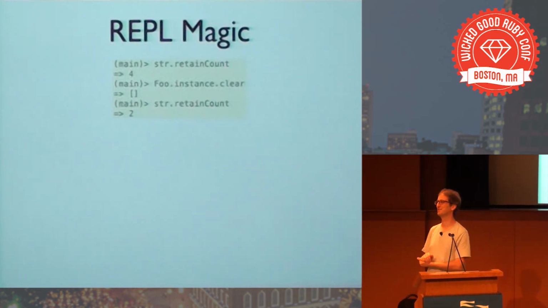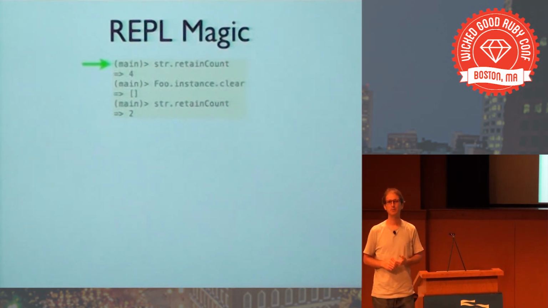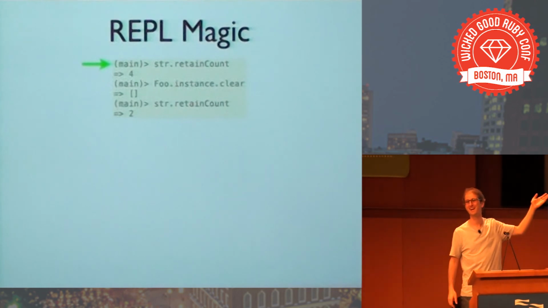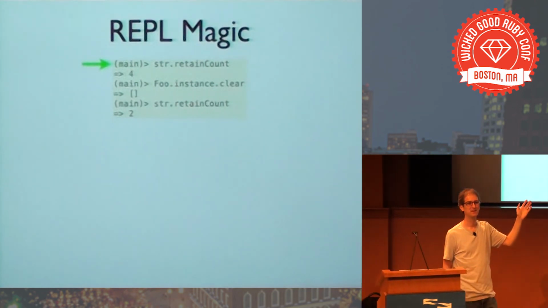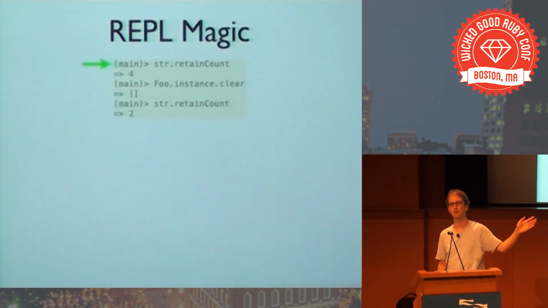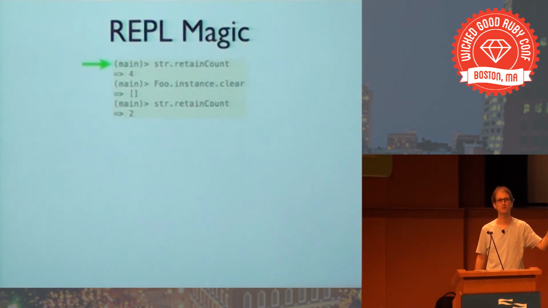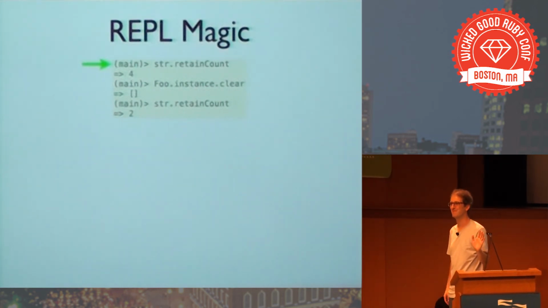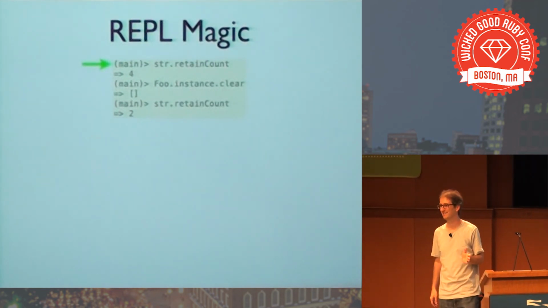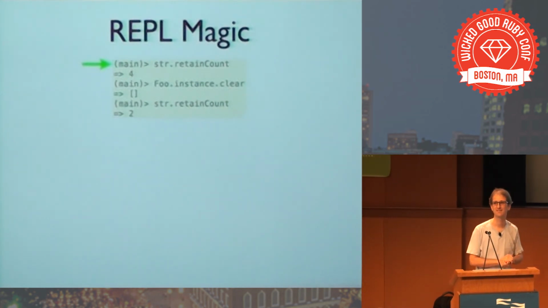What's the retain count on string? Well, we can ask it. How many of you remember the retain count method from Ruby? It's not there. So this is the first really magical thing about the RubyMotion REPL: because RubyMotion objects are Objective-C objects, you can call Objective-C methods on them. Retain count is an Objective-C method, and it tells you how many references there are to that object.